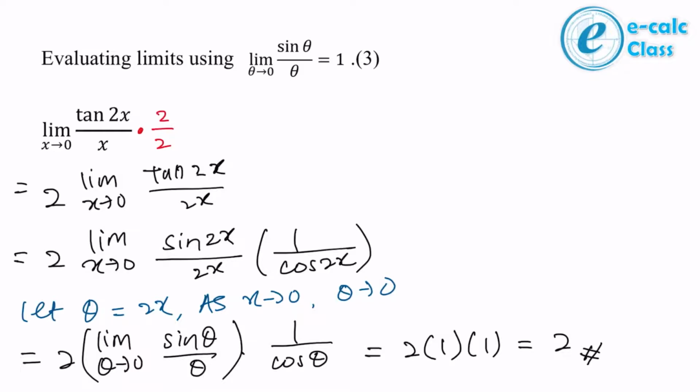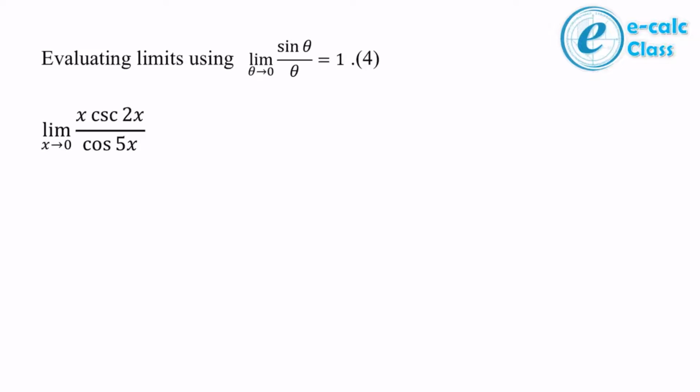Alright? Cool? Next. Oh, we have a cosecant and a cosine, and we have a 2x and 5x. But actually, it doesn't matter. Again, I told you, cos 5 times 0 is cos 0. Cos 0 is 1. We don't have to worry about it. The problem is, how do we get our sine? You know that cosecant is a friend of sine. Cosecant equals 1 over sine. So I will just go ahead and make this into x times 1 over sine 2x.